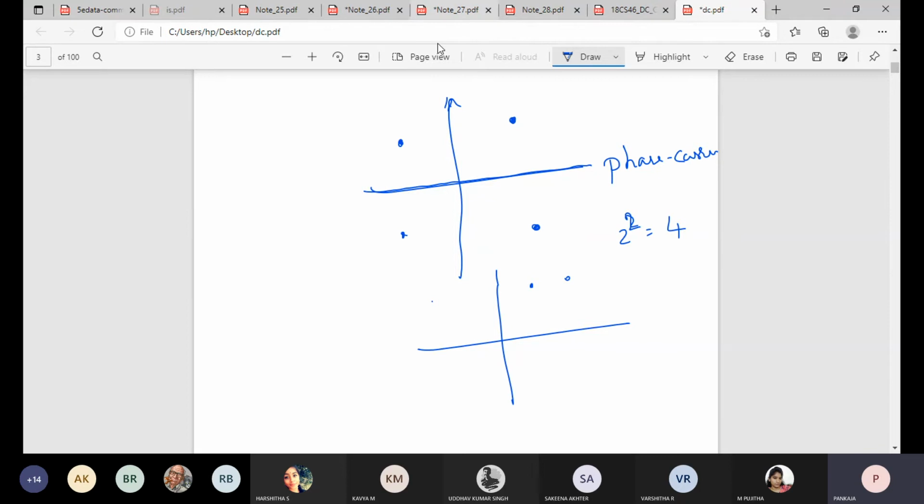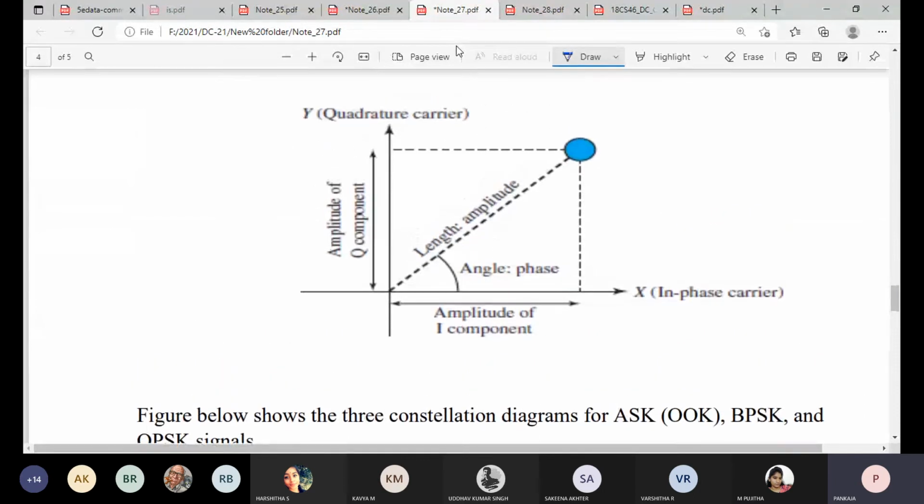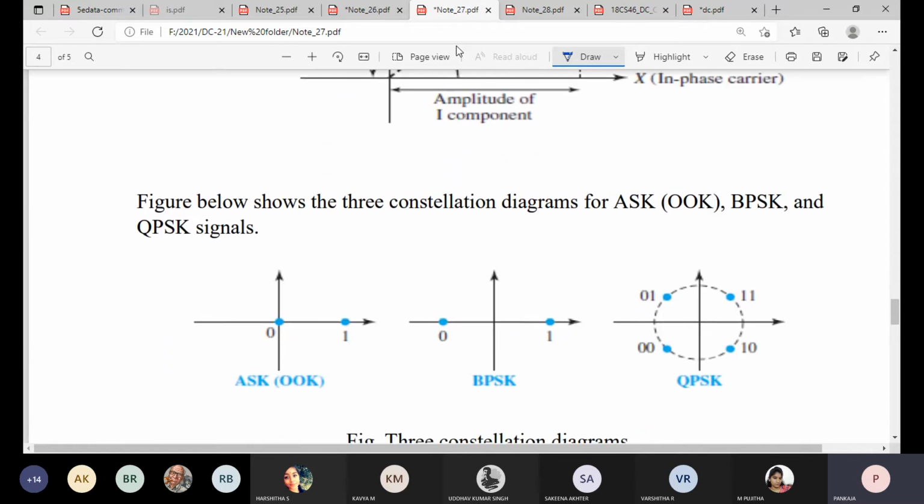So I will just go to the diagram here. You can look at how the constellation diagram is represented. The x-axis indicates the in-phase carrier, this dot indicates the signal element, and the y-axis indicates the quadrature carrier. As I told, it is like the amplitude measurement, so this can be used for representing the amplitude. This is just for one single element I have shown. Like this you can represent depending on the number of bits carried by a single signal element.